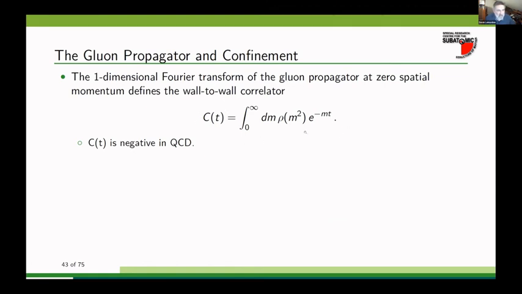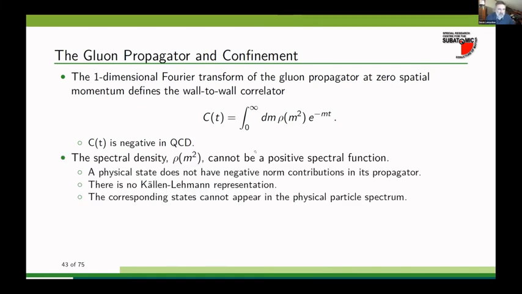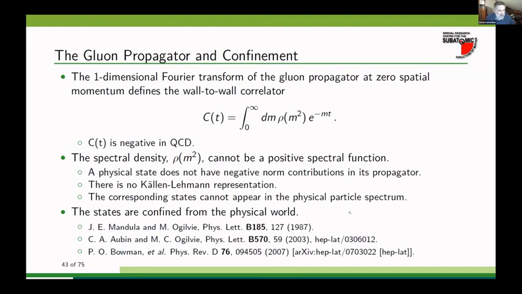We can also look at confinement by taking the one-dimensional Fourier transform of the gluon propagator and constructing this wall-to-wall correlator. The excitement about this, though, is that C of t is negative, suggesting that the spectral density has negative contributions. It's not a positive spectral function. And since a physical state does not have negative norm contributions in its propagator, there's no Källén-Lehmann representation, and the corresponding states don't appear in the physical particle spectrum. So this is our signature for confinement in the gluon propagator.